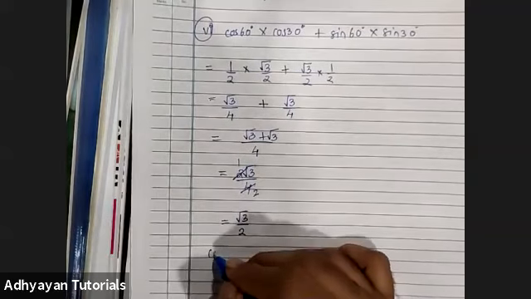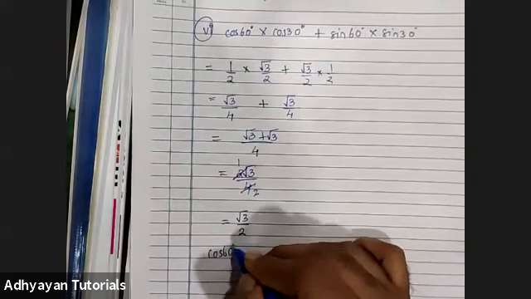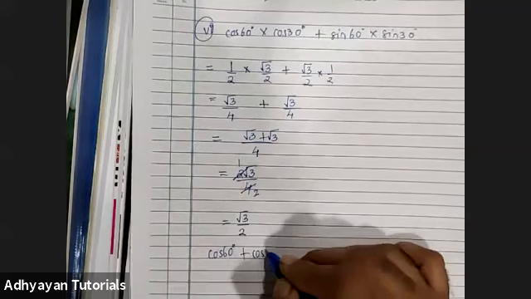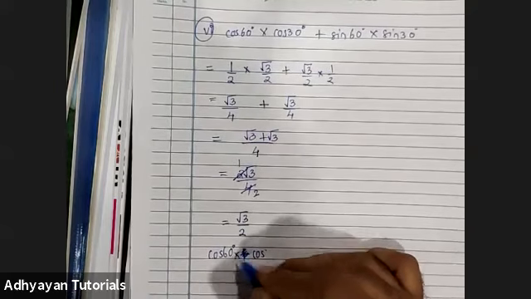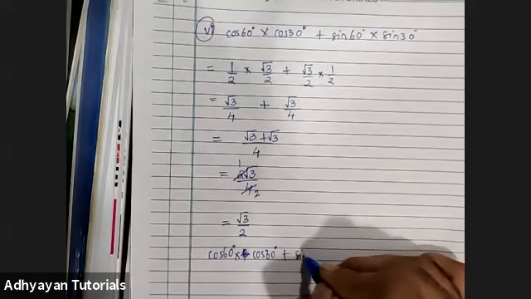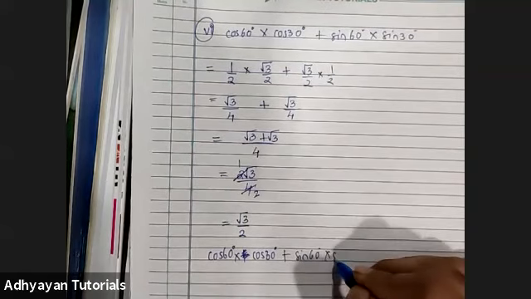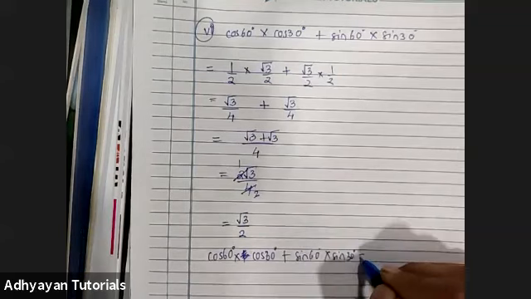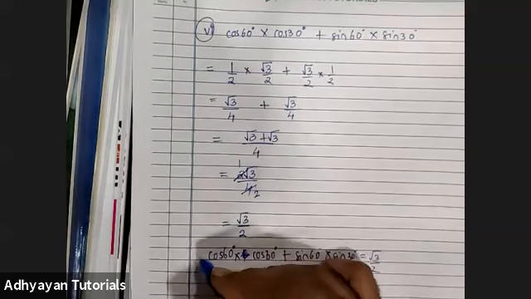Then you copy the question and write down the answer. You can just copy the sum, children. If any doubts, just let me know. There is an into here: cos 30 degree plus sine 60 degree into sine 30 is equal to root 3 upon 2.